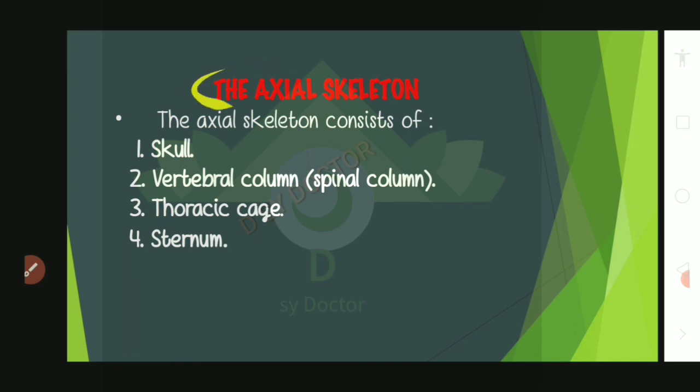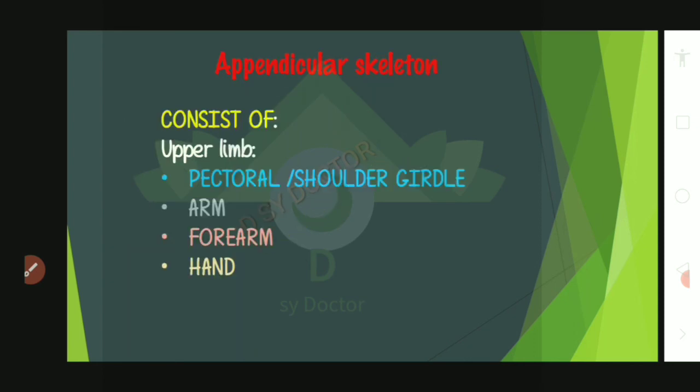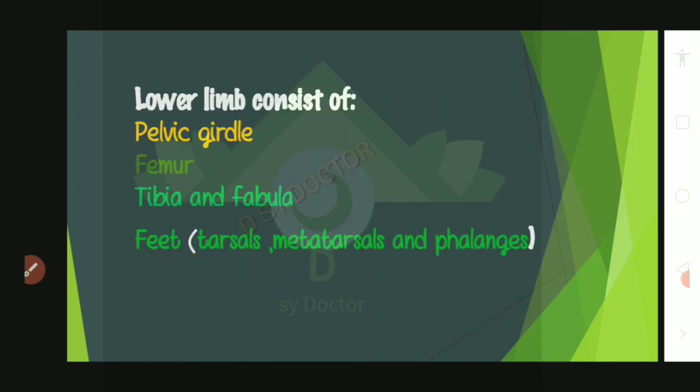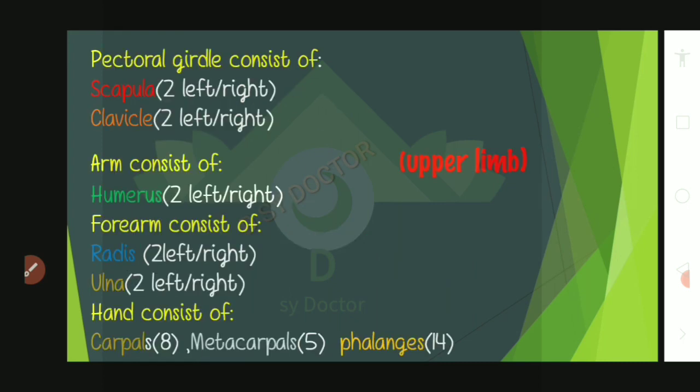The axial skeleton consists of the skull, vertebral column, spinal column, thoracic cage and the sternum. The appendicular skeleton is divided into upper limb and lower limb. Upper limb contains the pectoral girdle, shoulder girdle, arm, forearm, hand. Lower limb consists of the pelvic girdle, femur, tibia, fibula, feet, which contain tarsals, metatarsals, and phalanges.